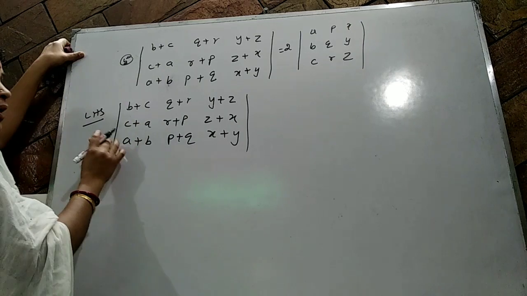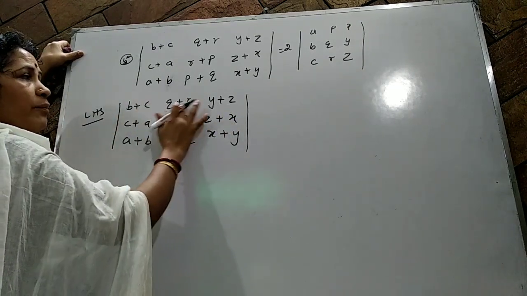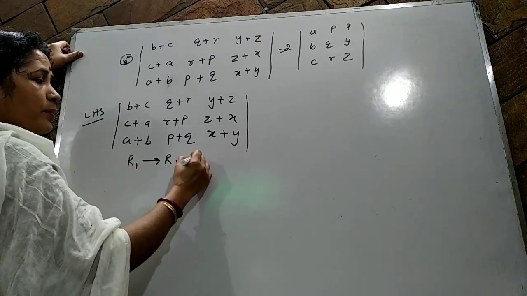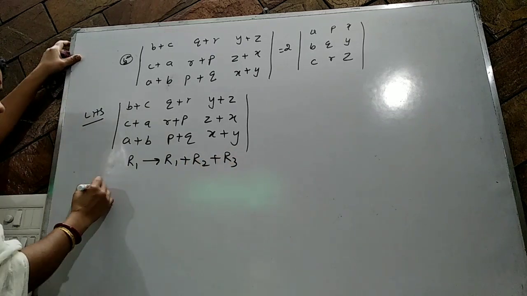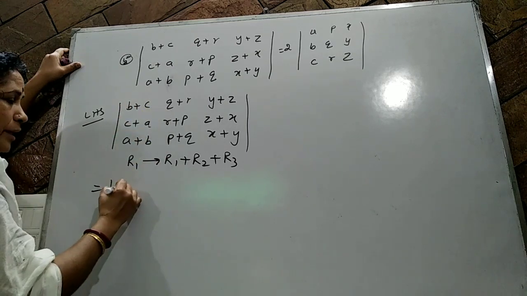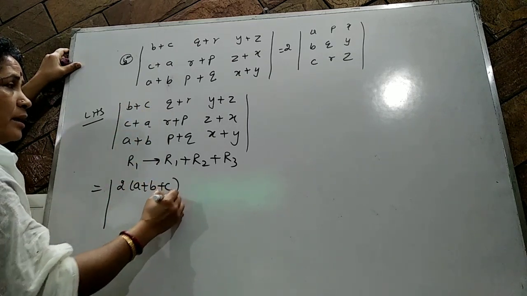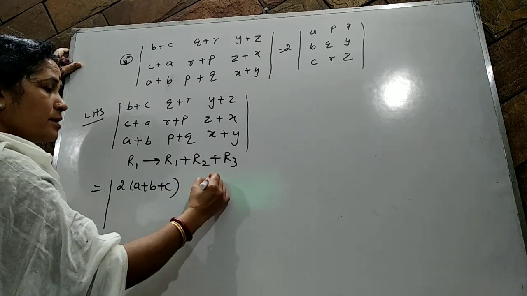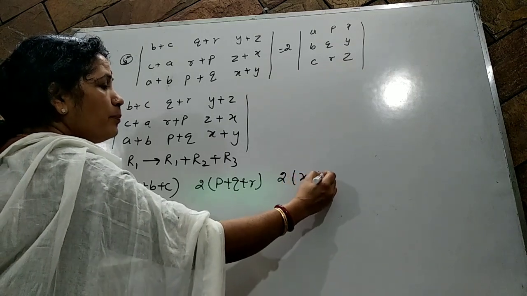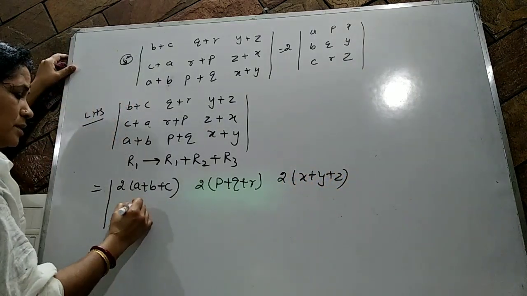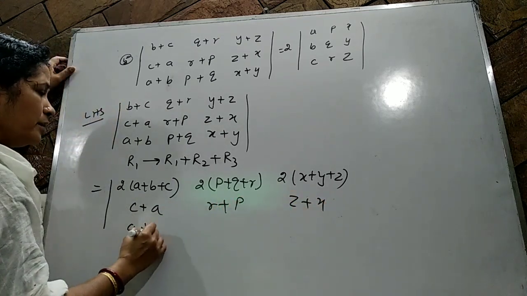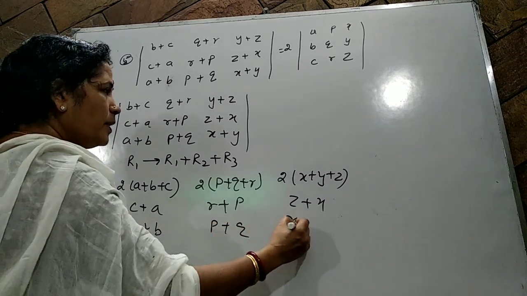Now listen here, what I am doing, see, we cannot do it column-wise, the elements are different. Now row-wise, what I am doing here, R1 can be written as R1 plus R2 plus R3. So what I will get, R1 plus R2 plus R3: 2A, 2B, 2C, twice of A plus B plus C. Here I am getting 2Q, that is twice of P plus Q plus R, and then here I am getting twice of X plus Y plus Z. Now this is same: C plus A, R plus P, and then Z plus X, and then A plus B, and then P plus Q, and then X plus Y.